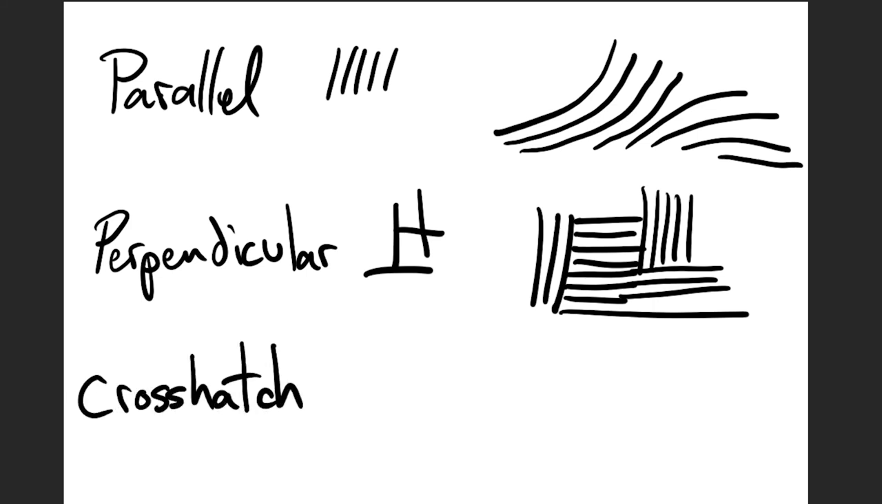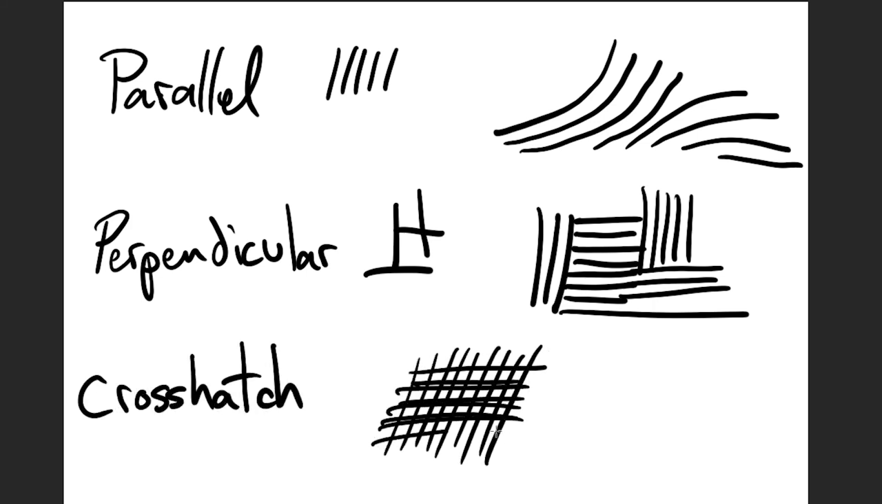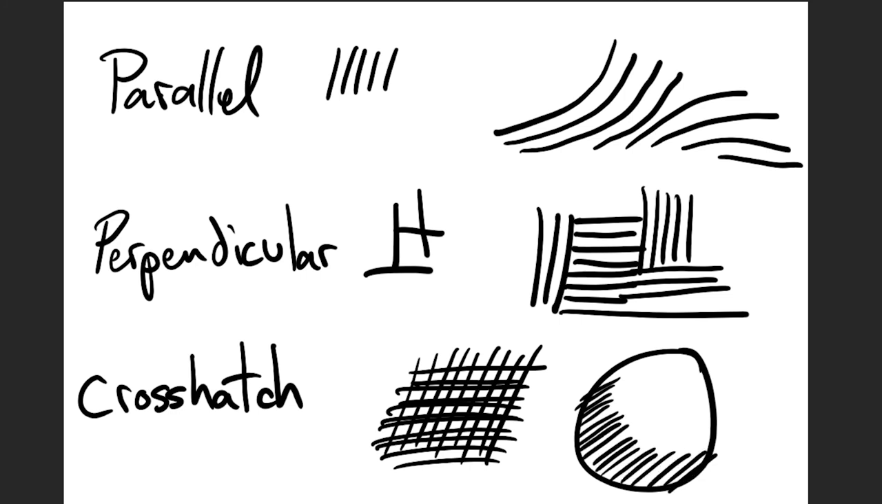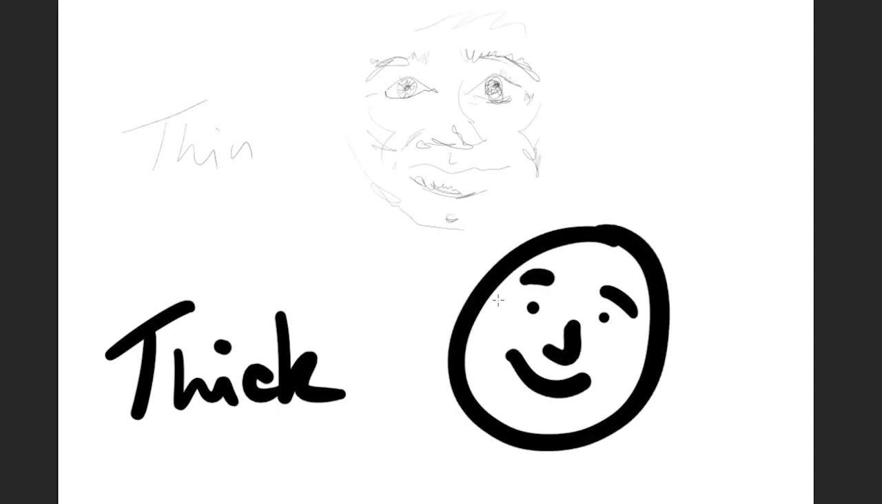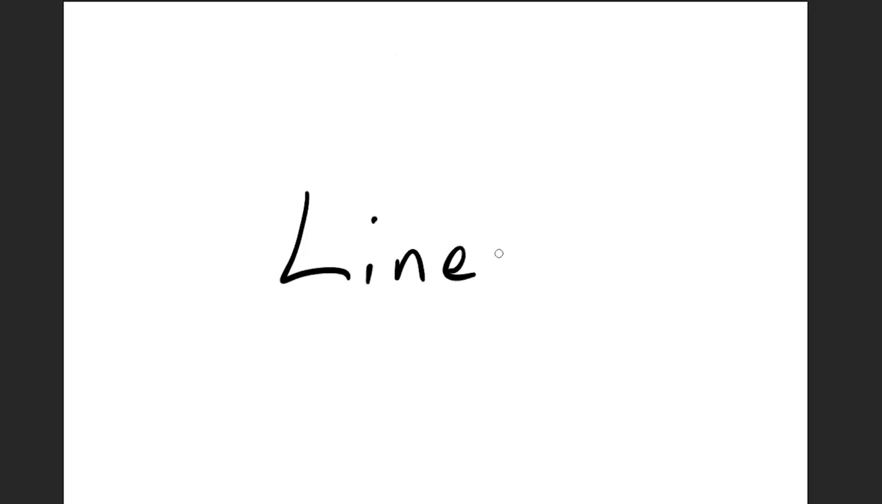Relatedly, crosshatch lines are a series of parallel lines that cross over each other. We use crosshatching to shade and create value and give the illusion of depth in a work. There are thin lines and there are thick lines. Thin lines are used to create details and can make something look very delicate, whereas thick or bold lines are very simple, clear, and powerful. And that's our overview of lines.